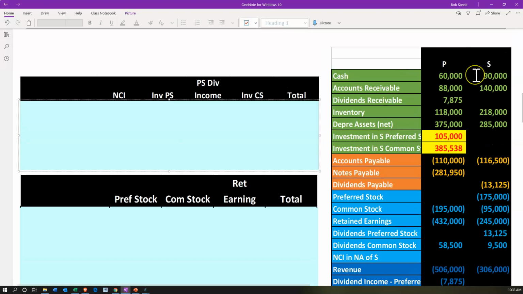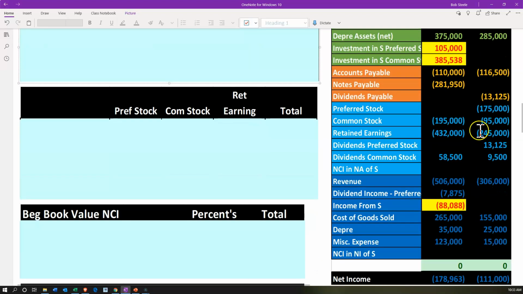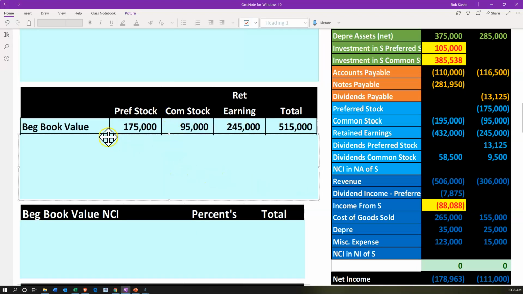So within S, we can think about the full equity section as either assets minus liabilities, the green accounts minus the orange accounts, or basically all of the blue accounts being the equity accounts. So let's recalculate that. The beginning book value of the preferred stock is $175,000. Here's the common stock beginning amount, $95,000, and the retained earnings beginning amount of $245,000, summing to $515,000.